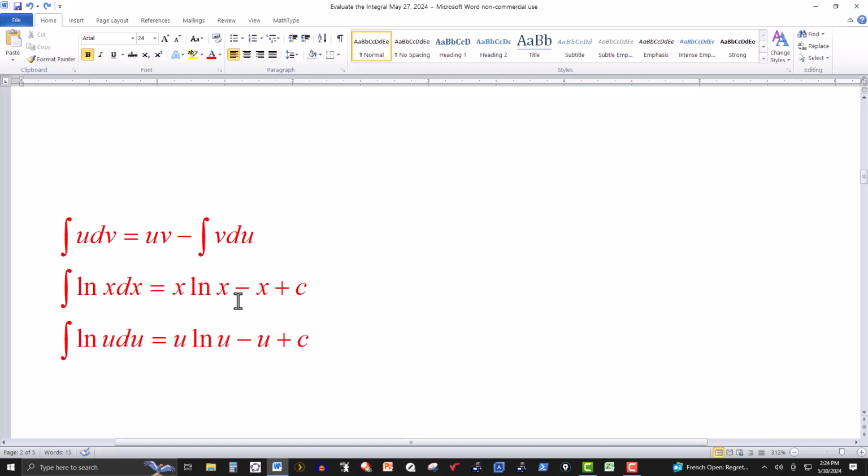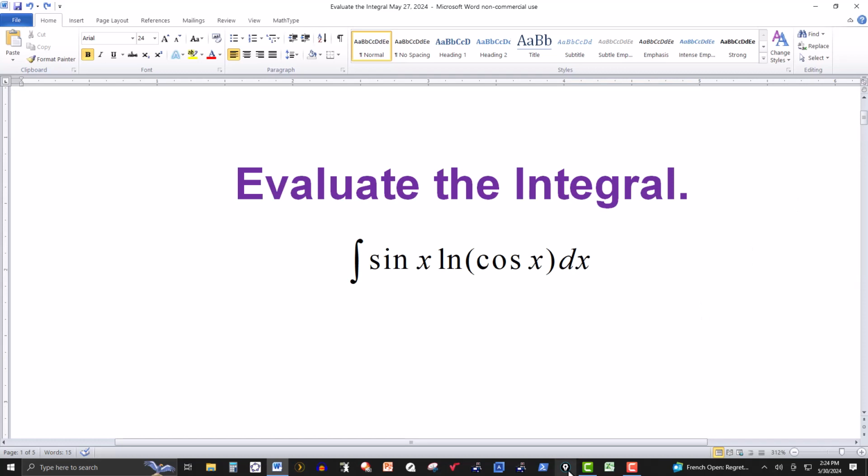Now the second one that I have there is one that I derived in a video that I did earlier. If you have the integral of natural log of x dx, that's equal to the product of x and ln of x minus x plus your constant of integration. And then you can generalize that to u: the integral of natural log of u du is equal to u ln of u minus u plus c. So all I did here in number 3, instead of the x, I replaced it by u, the general formula. So let's look at the original problem here.